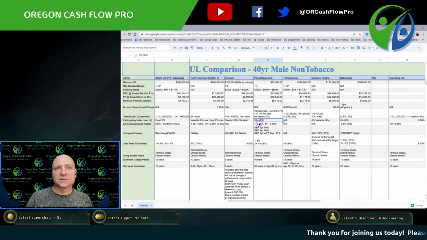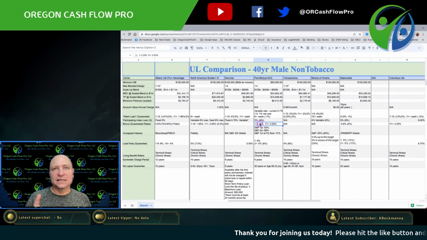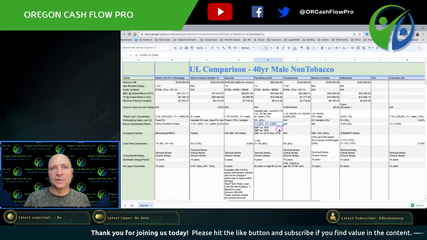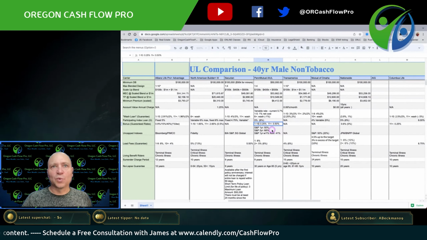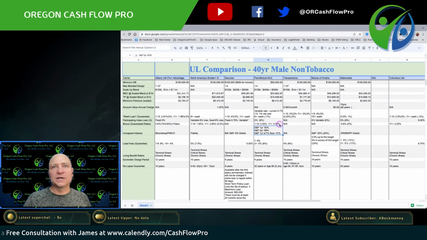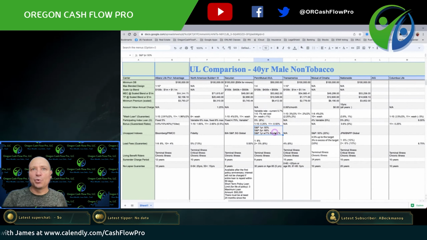Their bonus, this is not index dependent. This is just a persistency bonus. It's 0.25%. So in years 1 through 10, and in years 11 plus, they'll double that up to 0.5%. So this is a bonus you get no matter which index option you're choosing, as long as you've had the policy for over 11 years.